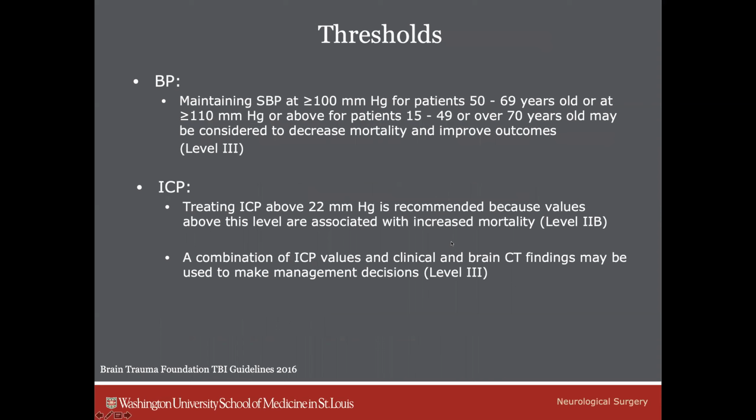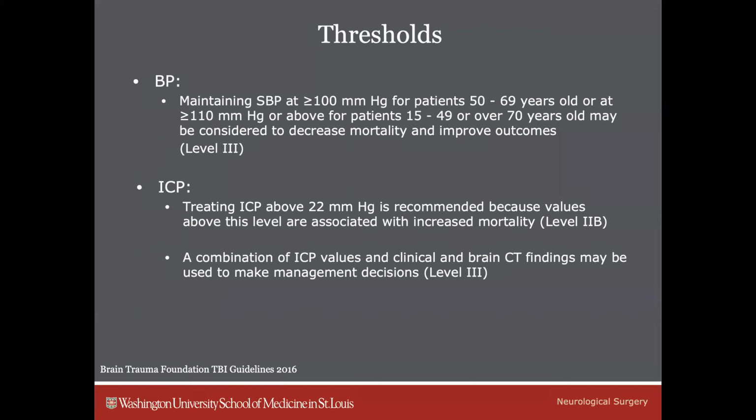So now, what are the thresholds that we need to look at when we use these treatment modalities? So first, as you can recall from earlier discussion, you want to maintain CPP by maintaining your MAPs and by lowering your ICP. So for blood pressure, you typically want to maintain a systolic more than 100 for patients who are 50 to 69 years old, or more than 110 for those in the younger group or the very old group. And this, according to the studies that the guidelines evaluated, has been shown to decrease mortality and improve outcomes.